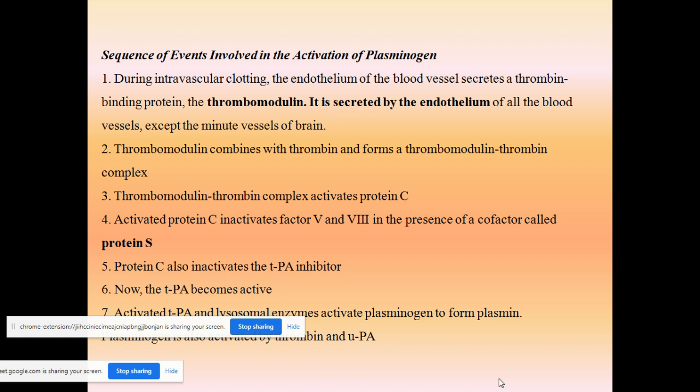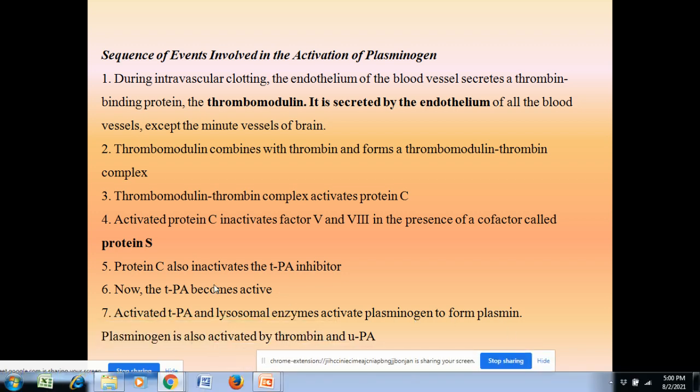Did you understand? So what is the sequence of events? Let us recollect what has happened during intravascular clotting. This is the summary of what the plasminogen does. The endothelium of the blood vessel secretes a thrombin binding protein called thrombomodulin.